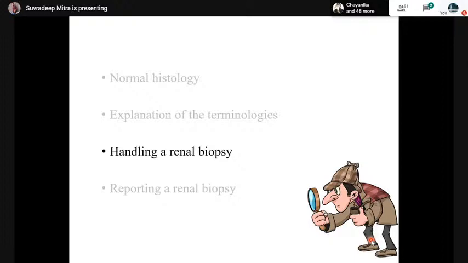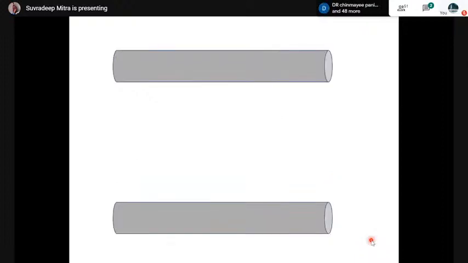So now I'll discuss a little bit about the handling of a renal biopsy. Usually the renal biopsy comes in 3 cores, especially in the institutes where the facilities are available. One core is for light microscopic examination, one core is for direct immunofluorescence, which is a mandatory thing, and the third core is for electron microscopy. Obviously, electron microscopy facility is not available in every center, so at least 2 cores are favorable.